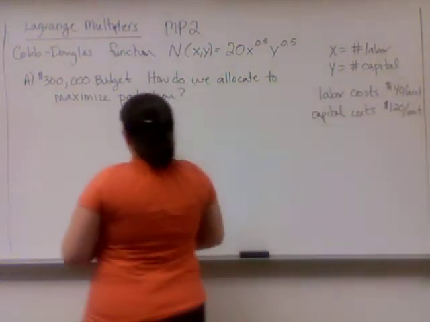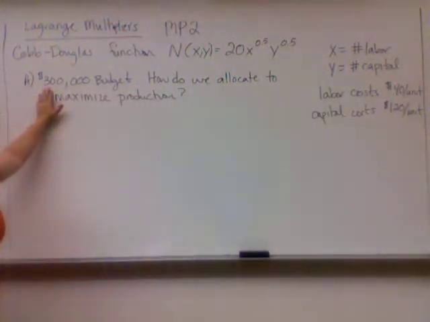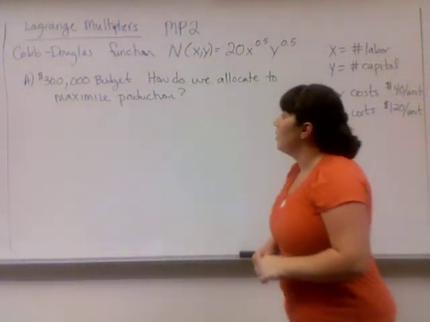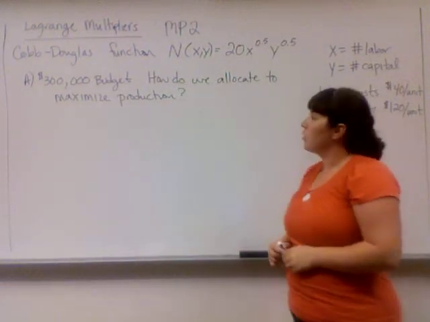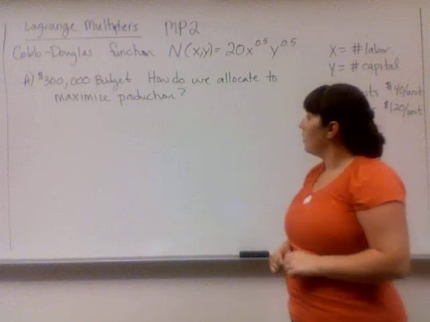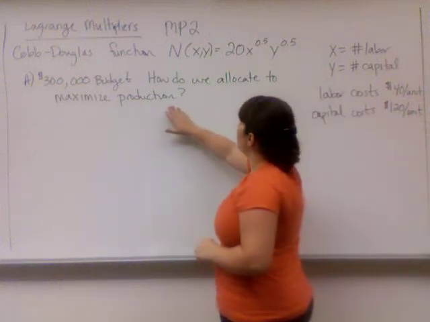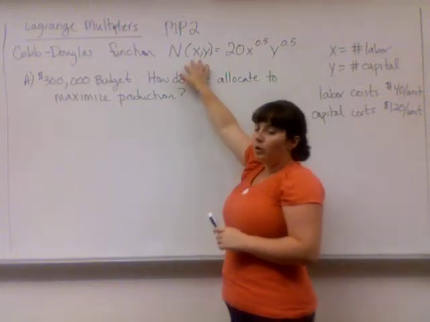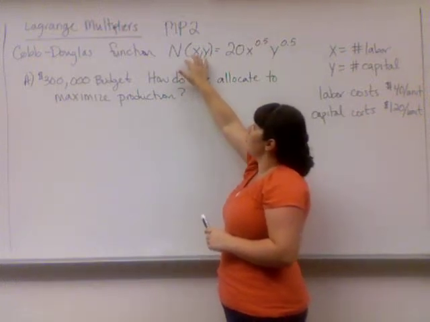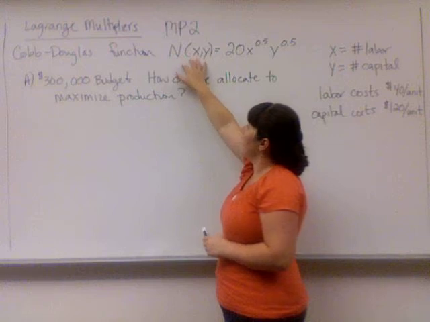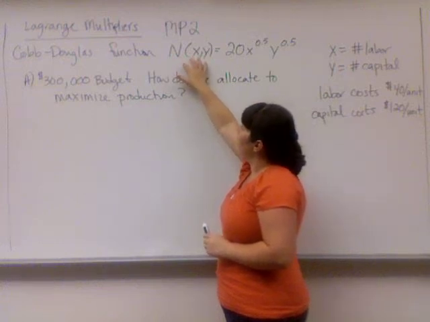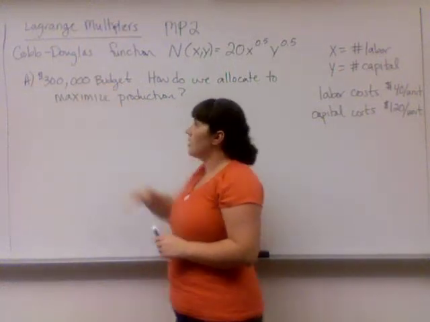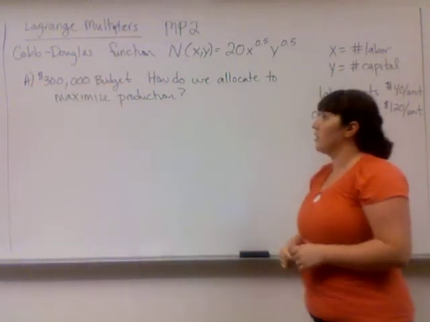So here's the situation. We're given a $300,000 budget. The question is, how do we allocate those funds between capital and labor so that we maximize our production? Remember that production here is the output of this Cobb-Douglas function. So in essence, what we're being asked to do is find the maximum of this function N, but we have to find the maximum subject to the fact that we have a restricted budget. So this is a perfect problem for a Lagrange multiplier technique.